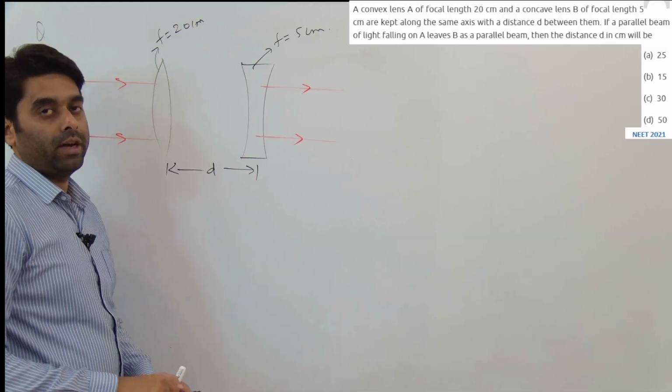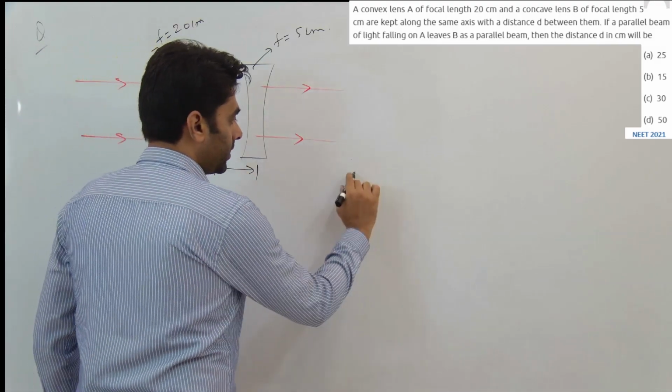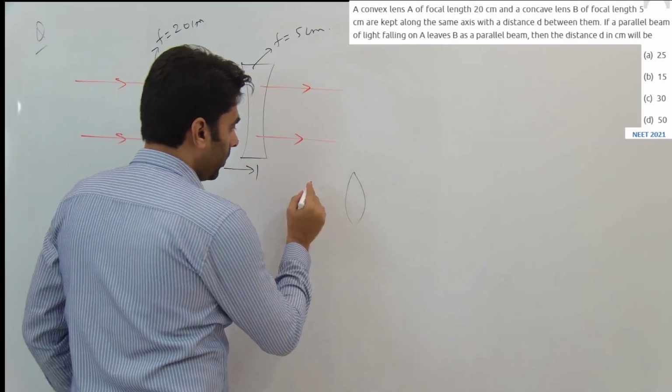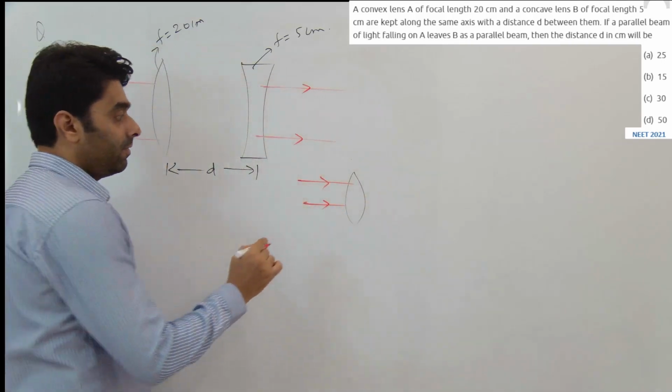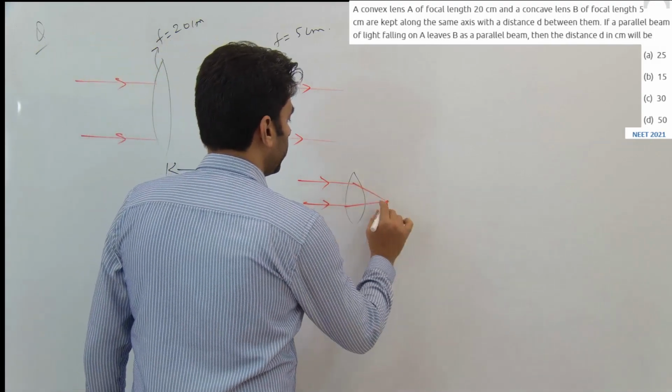What do we understand about your parallel rays? Basically, if a convex lens is there and parallel incident rays fall on it, after refraction they will pass through the focus.